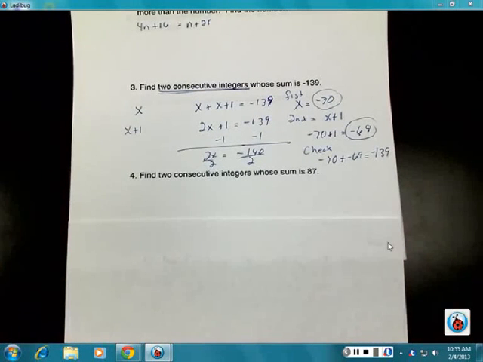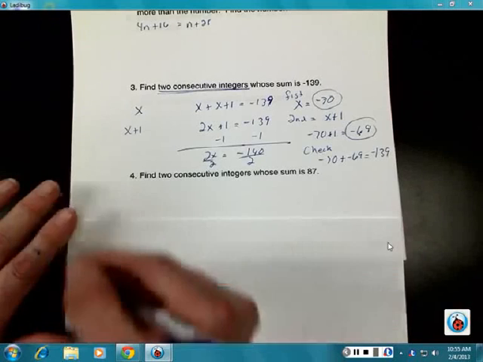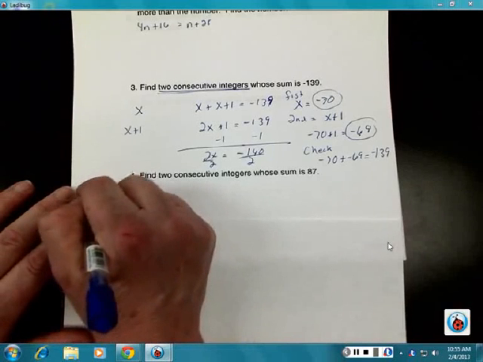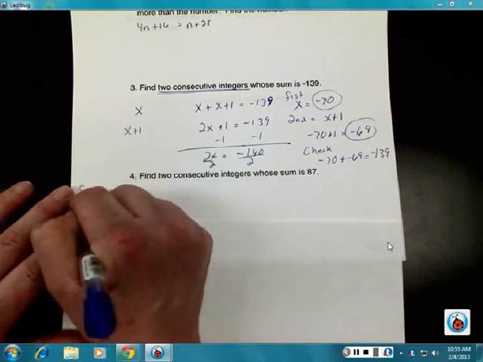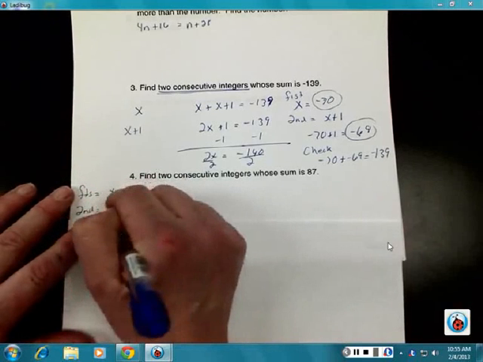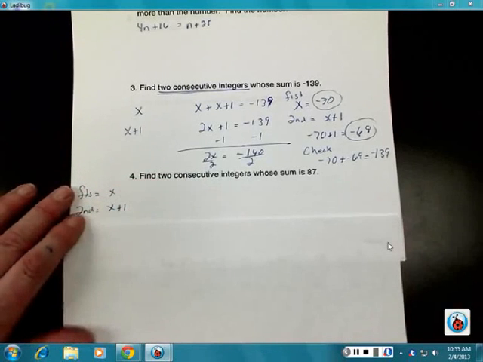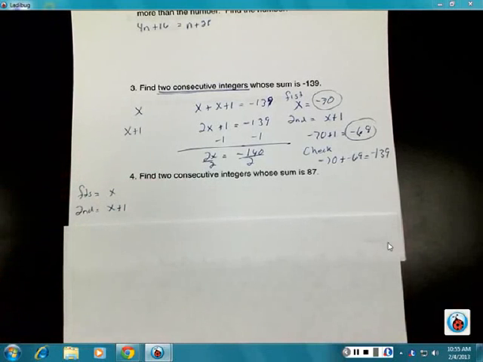Two consecutive integers. We got those guys back again. So we know the first number is x, the second is x plus 1, because they're consecutive integers whose sum is 87 this time.